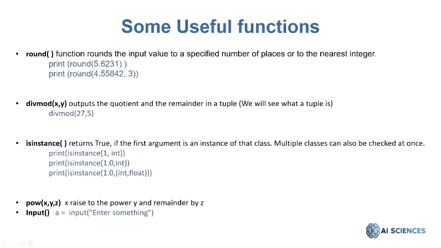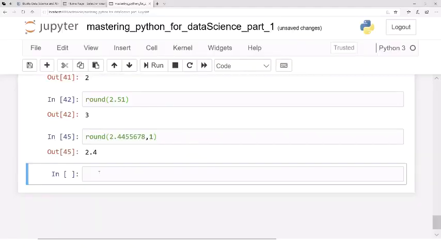So one function is round. Another function is divmod. Divmod returns the quotient and remainder when you divide two numbers. For example, if you write divmod of, let's say, 27 and 5, what is the quotient? The quotient is 5, because 5 multiplied by 5 is 25. What's the remainder? The remainder is 2. It returns the value in this kind of ordered pair called a tuple. We will see tuples in detail later on. So it returns the quotient and remainder.